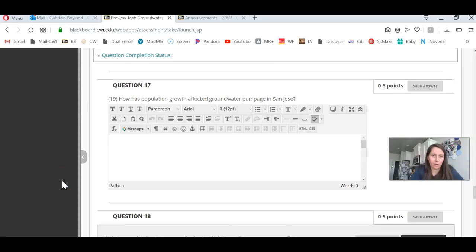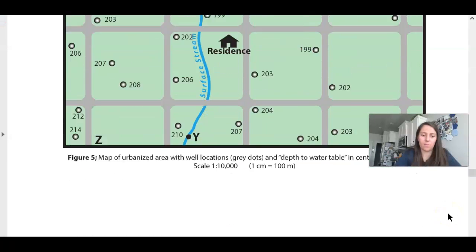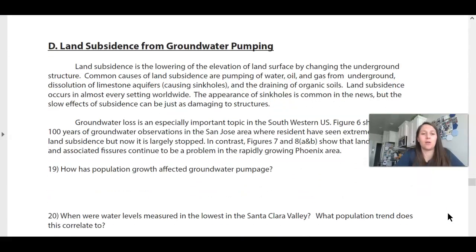Okay, good. Question 17 of your lab quiz is going to take you to part D. So let's go ahead and go through those questions. Okay, so again, that's the map from part C. Okay, so part D. Here we're talking about land subsidence from groundwater pumping.